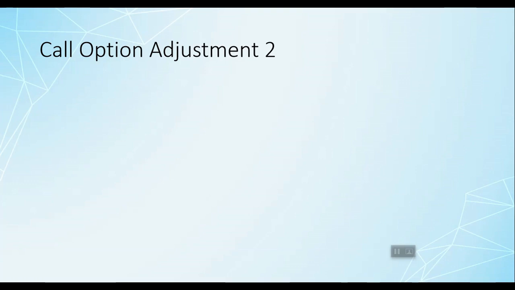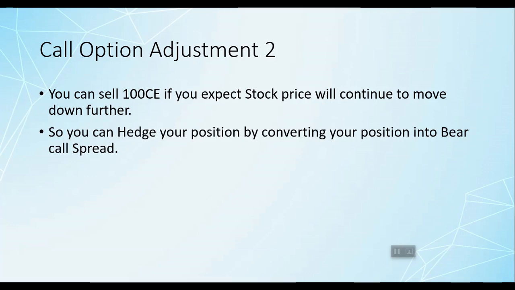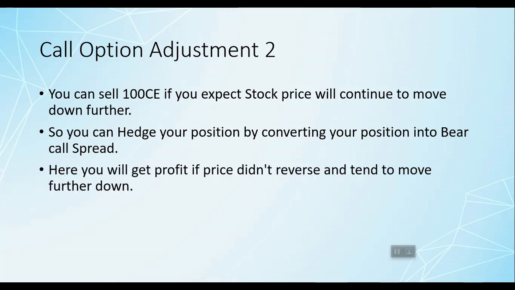Okay, so now let's look at call option adjustment number 2. You can sell a 100 call option if you expect that the stock price will continue to move down further, as there is such bad news in the particular stock, so there is no reversal from the downside. Okay, so you can hedge your position by converting it into a bear call spread. Which means that you have bought a 110 call option, and now you will be selling the 100 call option which is lower than your bought call option. So this position will be converted into a bear call spread.